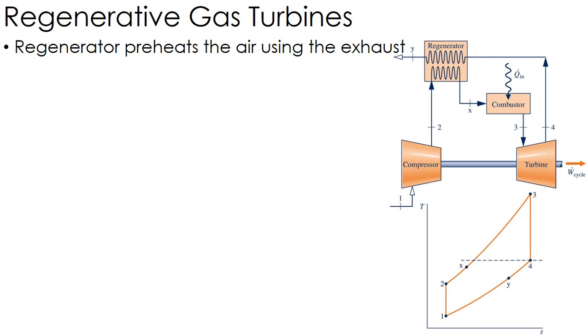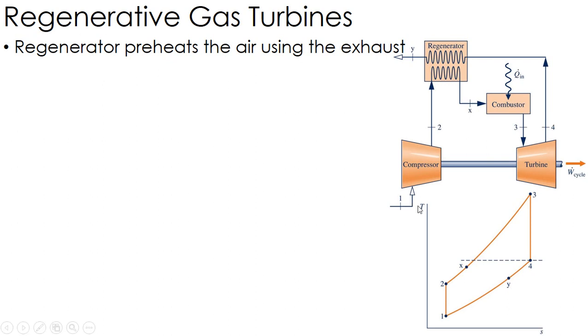Okay, now we're going to talk about regenerative gas turbines. Essentially, what the regenerative gas turbine does is it takes the hot air that's coming out of the turbine that would typically just be dumped into the atmosphere. And since it's hot, why don't we use that to preheat what goes into the combustor, thereby lowering the amount of heat that I need to put into it? So that's what I have here, right?